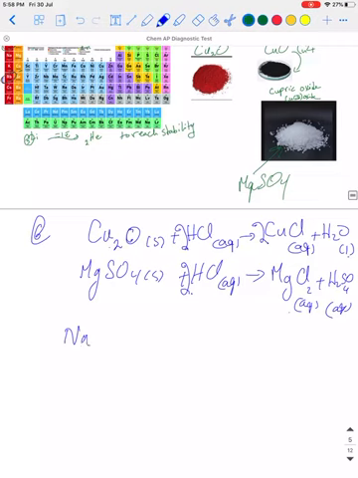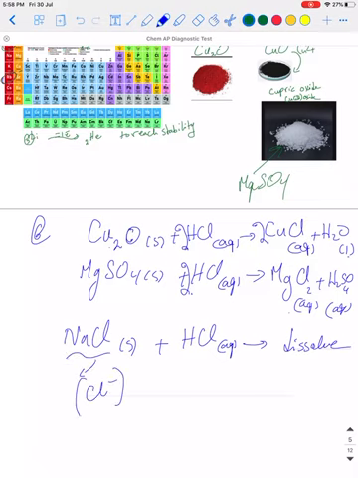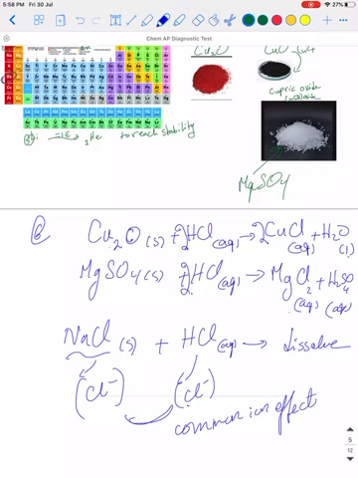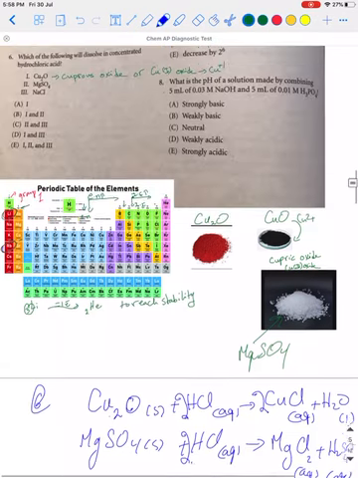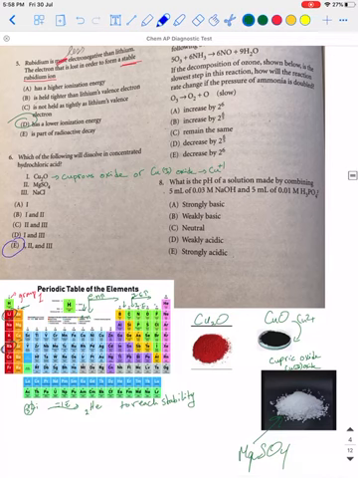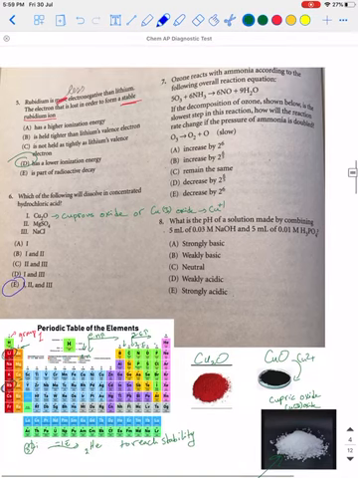Now what about NaCl? Also NaCl, if it's solid and I add HCl to it, it will dissolve. But what happens here? NaCl has Cl minus, and here there is also Cl minus, so there is a common ion effect. So it will dissolve, but a little bit of it will remain as a solid part, but we consider it dissolving. So the best answer for number 6 is that all of them will dissolve upon the addition.